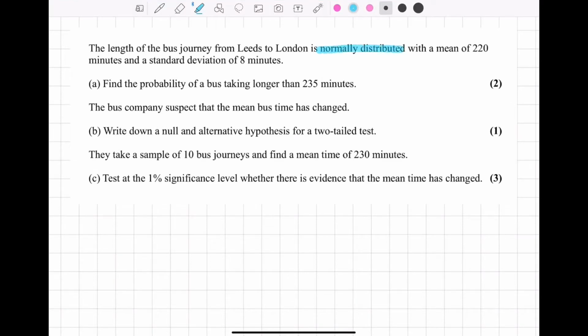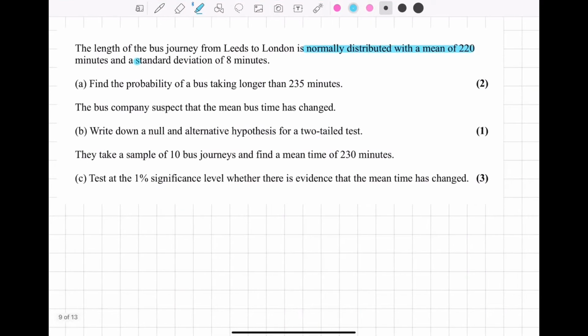Interesting example here from a bus journey from Leeds to London, but we don't care about what the journey is. We do care that it's normally distributed with mean of 220 and standard deviation of 8, so the variance is 8 squared. So our first question, calculate the probability of a bus taking longer than 235 minutes.